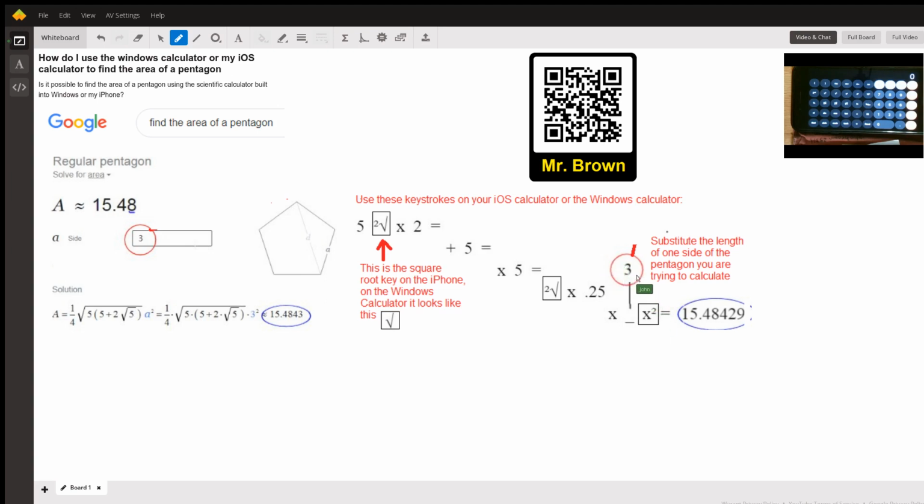And then lastly, you need to know that this number 3 is the length of the side you chose. In other words, I had originally put into the little wizard on Google that I had a pentagon with a side of 3 units. And so the answer was 15.48. And so if we enter this correctly on the keyboard here on my iPhone or on Windows, we should end up with the same answer. So let's give it a shot, right?